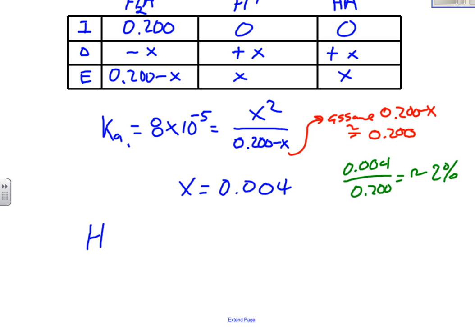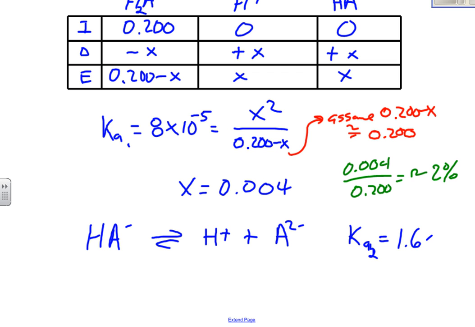Now we have that HA- in equilibrium with H+ and A2-. And this Ka value from the chart on the prior page is equal to 1.6 times 10 to the minus 12th. We're going to go ahead and draw our equilibrium table again, or our ICE table.